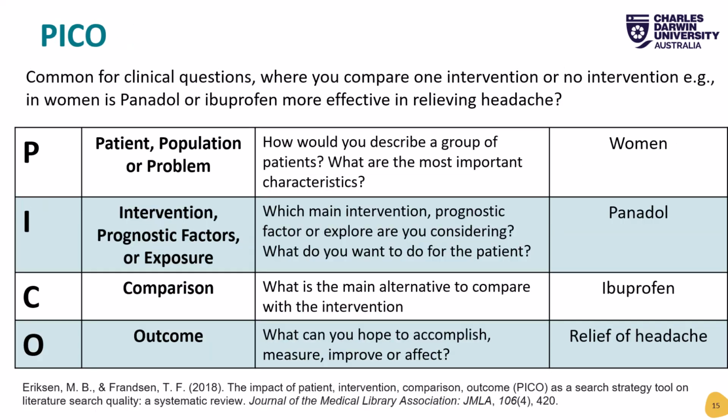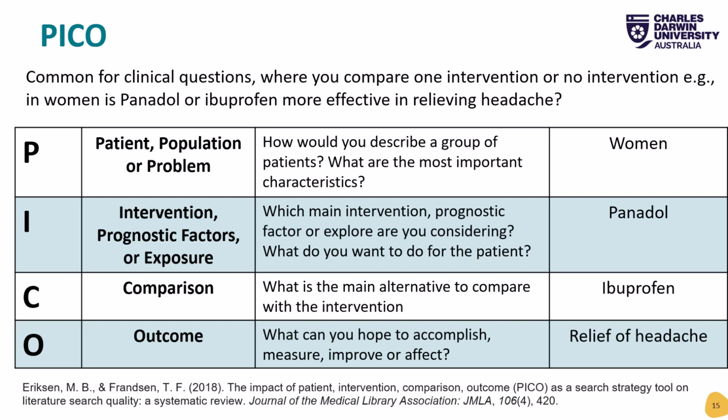PICO is commonly used for clinical questions, where you compare one intervention or no intervention. For example, in women, is Panadol or ibuprofen more effective for relieving headache? PICO is also a mnemonic, so P stands for patient, population or problem. So how would you describe a group of patients? What is the most important characteristic? I is for intervention or prognostic factors or exposure.